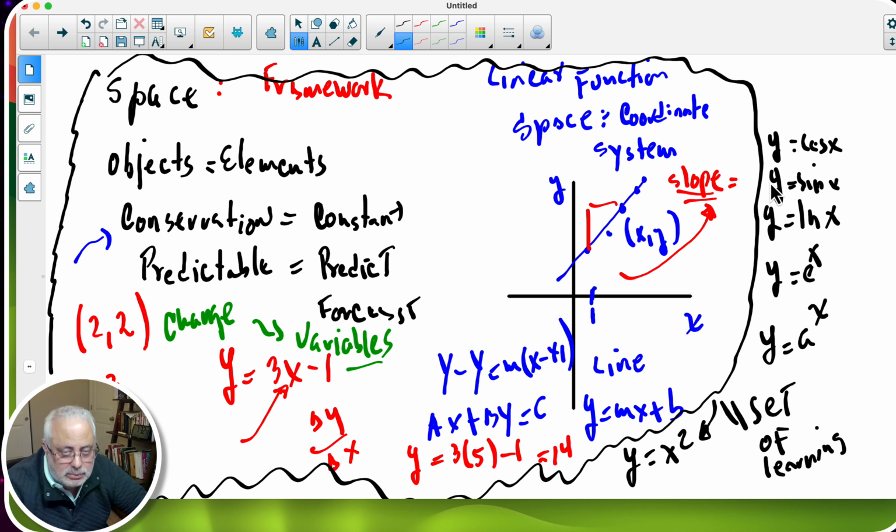Create a set of learning using a space, objects, conservation, forecast, variables, changing, and of course, the last and the top, the application. But we cannot apply without knowing the set of learning. This is the video today. I don't want to extend it more. We can talk about this a lot. But think about this idea to deliver effective mathematics instruction and effective mathematics learning, lifetime learning.